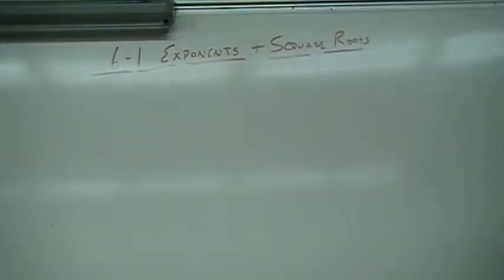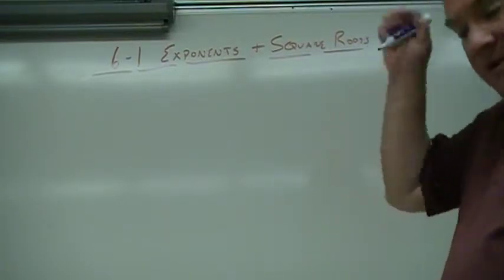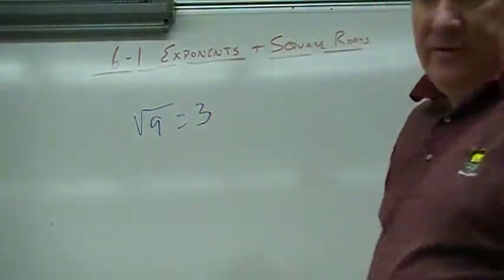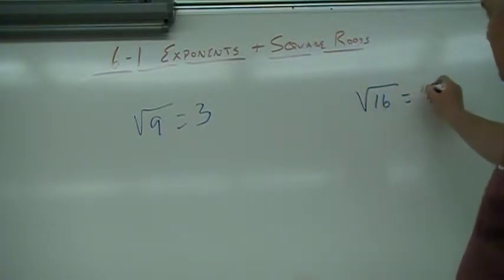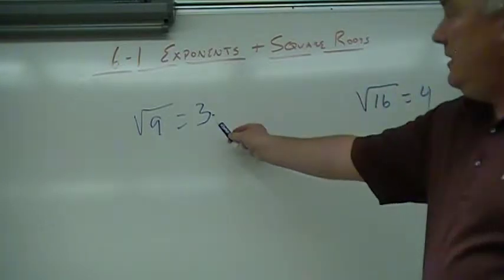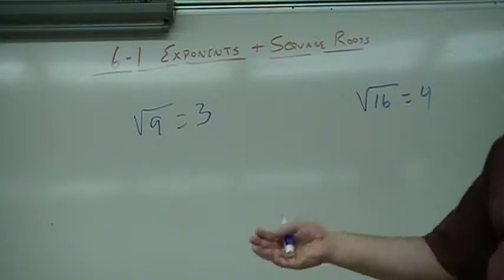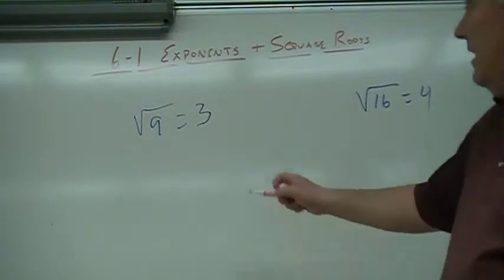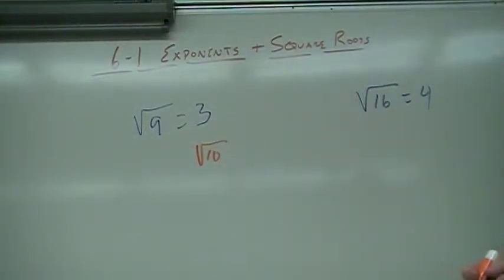The next section talks about estimating roots, and I want you to be able to write this down. Estimating roots. The square root of 9 is 3. The square root of 16 is 4. So here's 3, here's 4. Everything in between 3 and 4 will be a decimal, 3.2, 3.5, right? So what we can do is estimate that the square root of 10 is between 3 and 4, right?